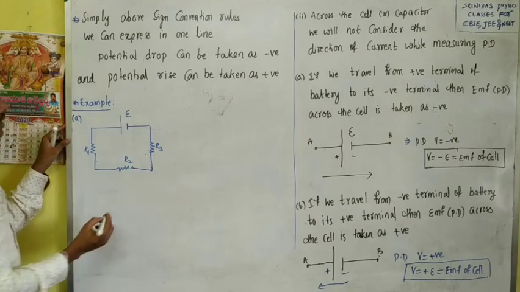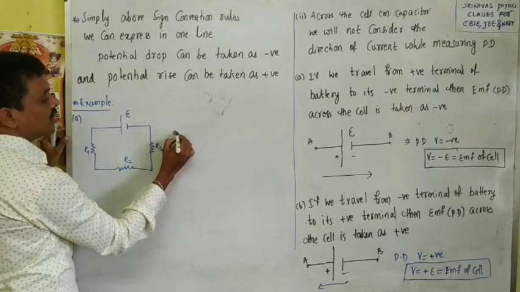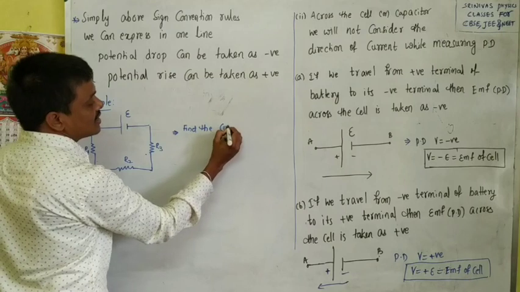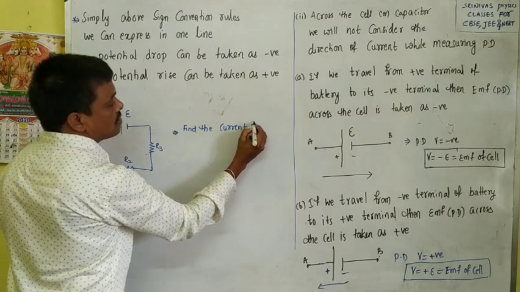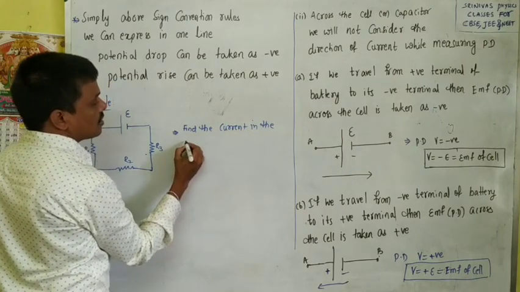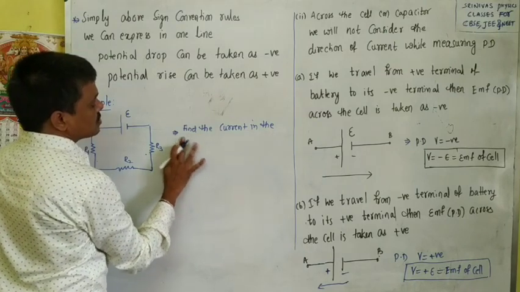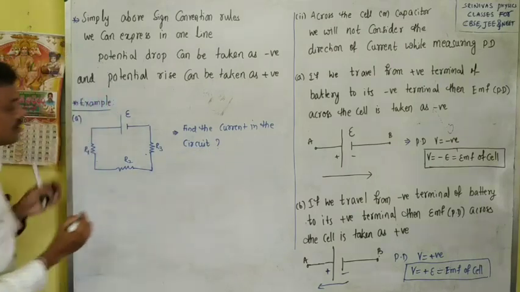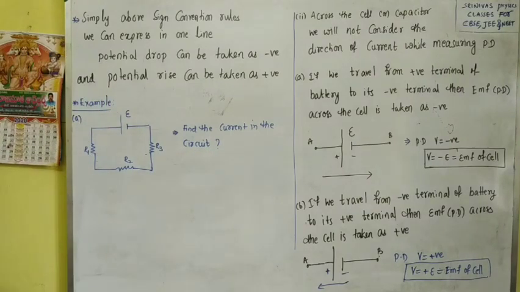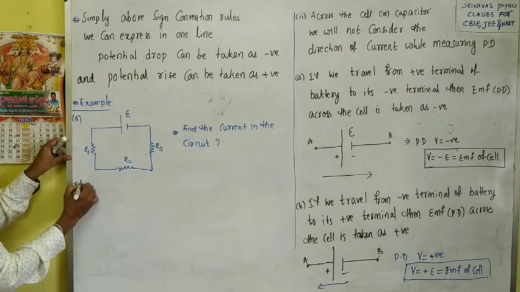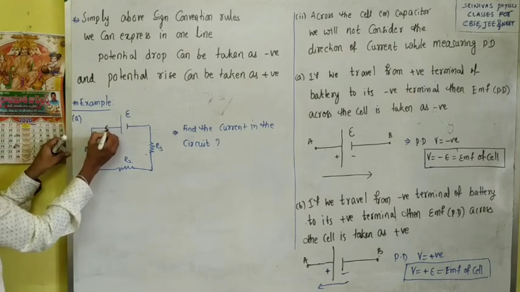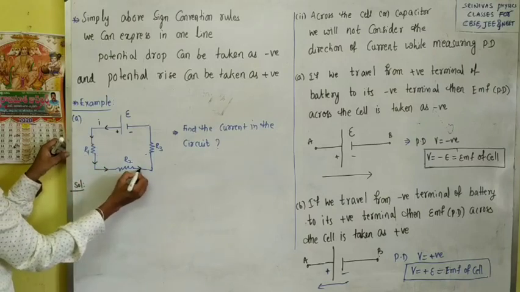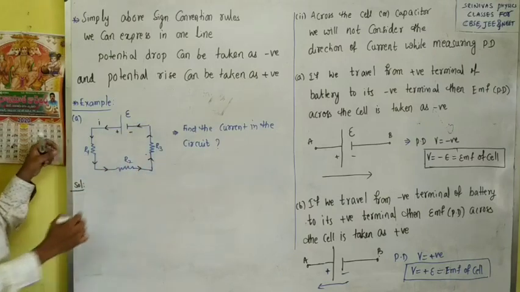Now in this, for example, find the current in the circuit. This is our question. We have to find out the current in the circuit. Okay, let us see how to find out the current in this circuit. For that, we have to take the direction of the current like this, from positive terminal to negative terminal. This is the direction of the current.